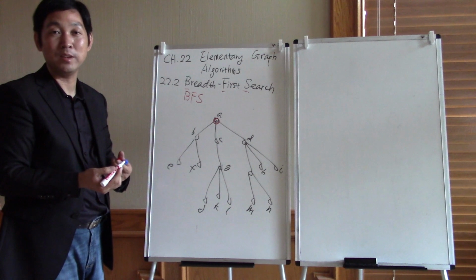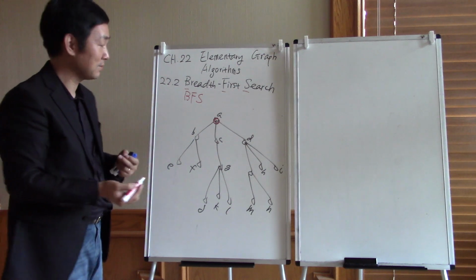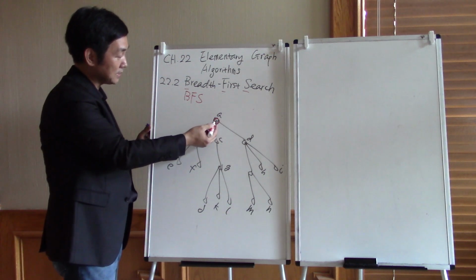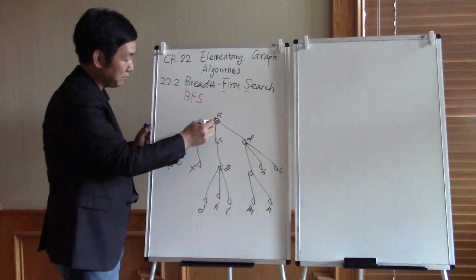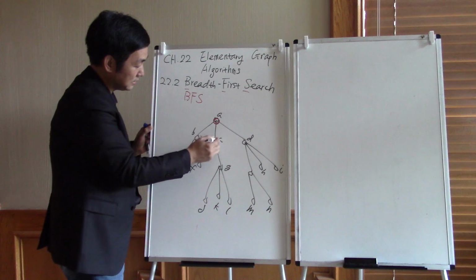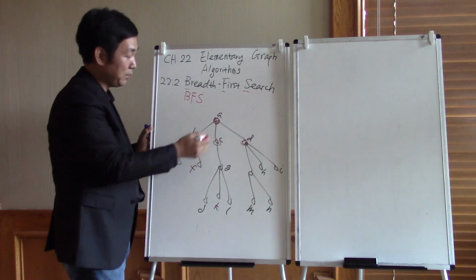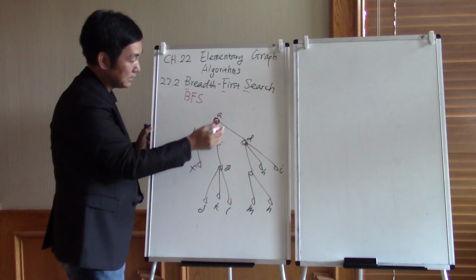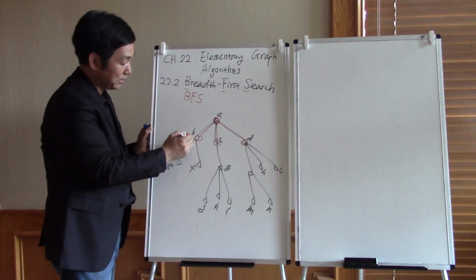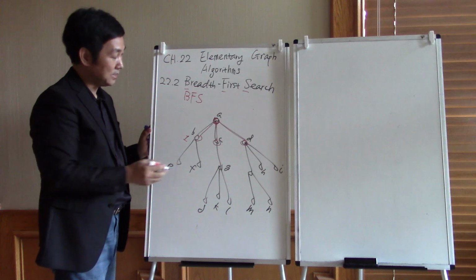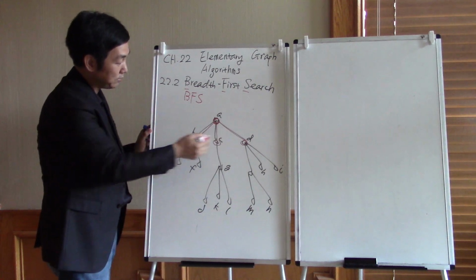So let's assume that we have an adjacency list for this graph. Given node A, we can check its adjacency list entry and find out that its neighbors are B, C, D. So from A, we discover B, from A, we discover C, from A, we discover D. These are nodes which are 1 hop away. And then we check the nodes which are 1 hop away from A, one by one.